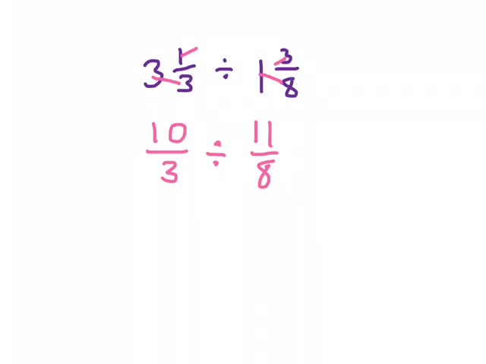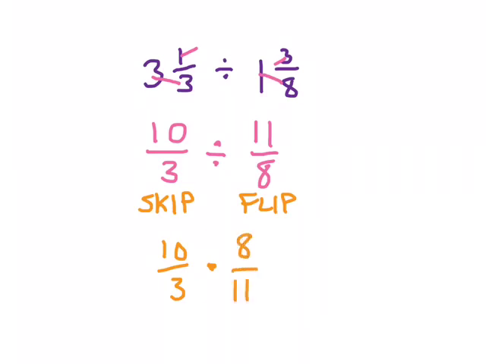From here, I just have to remember my normal fraction division skills. And the big thing is that I need to remember that converting doesn't do anything. I now need to do my actual division, which involves skipping the first number and flipping the second. So I'm going to rewrite this as 10 thirds, skipping the first and multiplying it by the flipped version, or the reciprocal, of 11/8, which is 8/11.